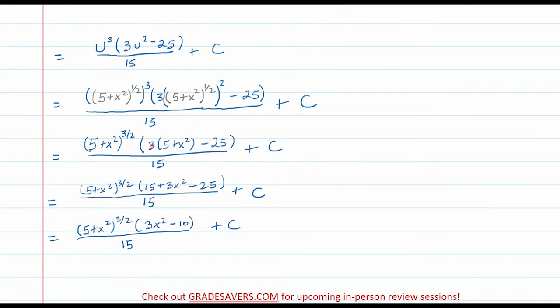The next step is to open this bracket up so we can simplify. So we get 15 plus 3x squared. That's how we got this, minus 25. Everything else remains the same. And we can simplify by adding this 15 and this negative 25. So we get 5 plus x squared to the power of 3 over 2 times 3x squared minus 10 all over 15 plus our constant c.